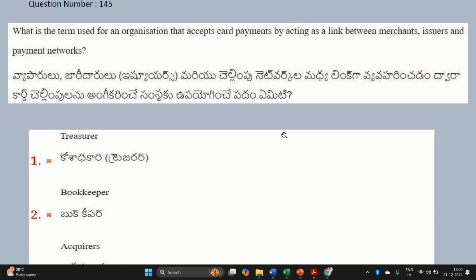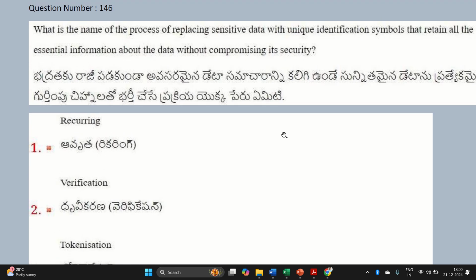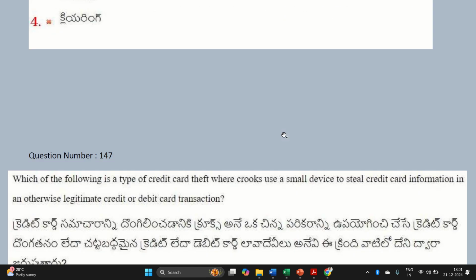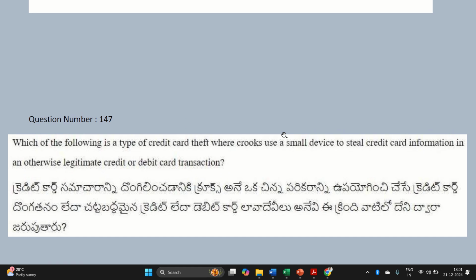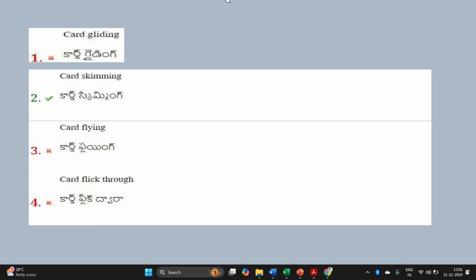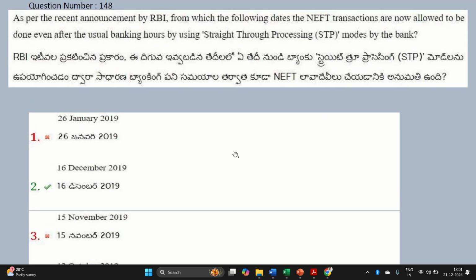What is the term used for an organization that accepts card payments, acting as a link between merchants, issuers, and payment networks? It is called acquirer. What is the name of the process for replacing sensitive data with unique identifier symbols that retains all the essential information about the data without compromising security? It is called tokenization. Next, which type of credit card theft is where crooks use a small device to steal credit card information in an otherwise legitimate credit or debit card transaction? This is called card skimming.